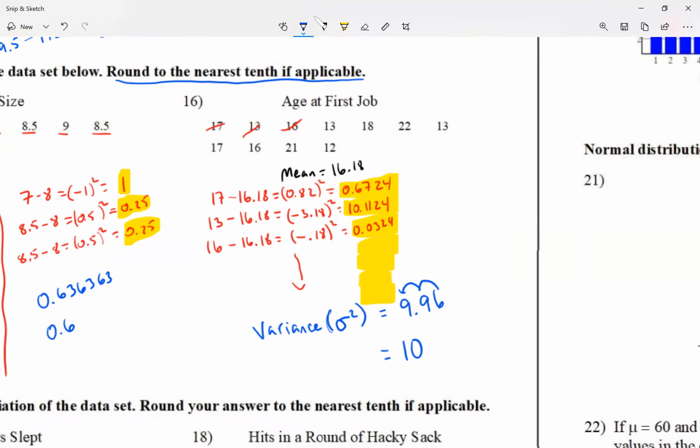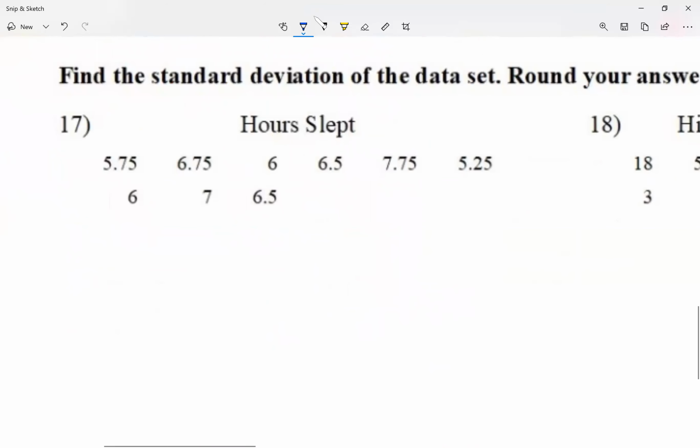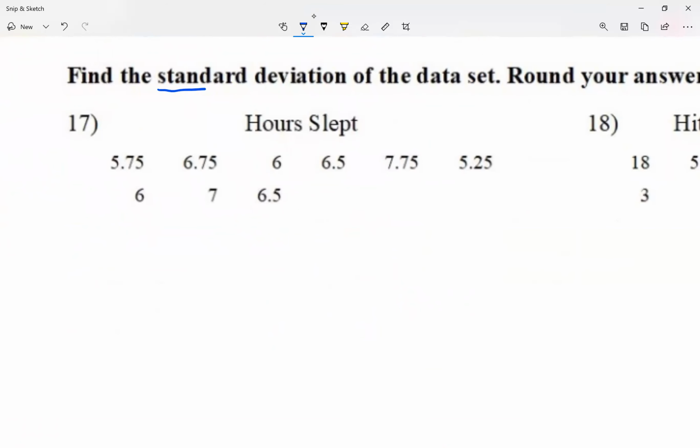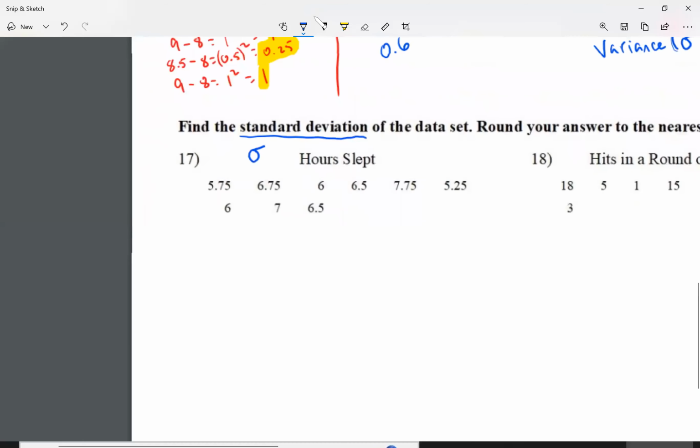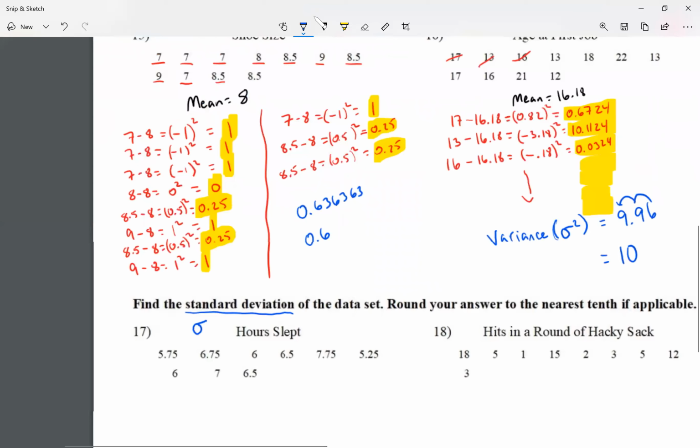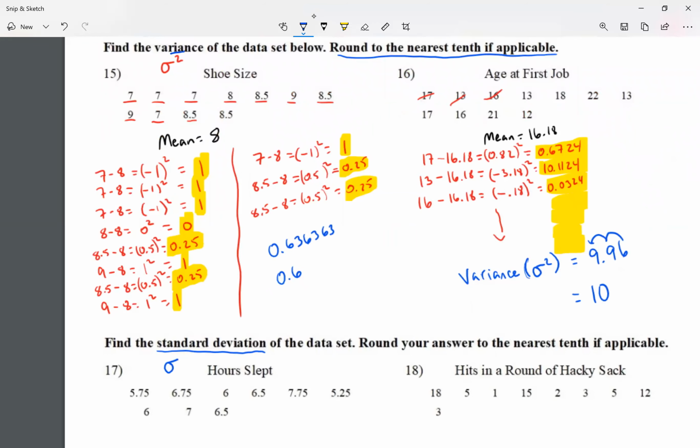Another thing we're going to start looking at is what we call standard deviation. Now, the symbol for standard deviation, the Greek letter that we use is sigma. Variance, let me zoom out a little. The variance, I said the symbol we're going to use is sigma squared. Now, standard deviation, the symbol we're going to use is sigma.